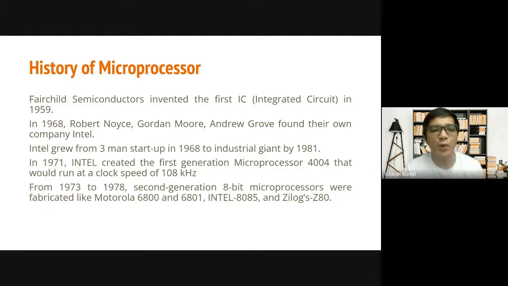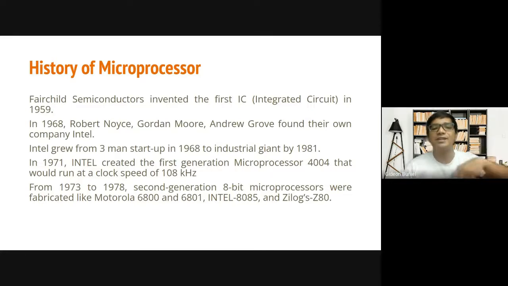In 1971, Intel created the first generation microprocessor, the 4004, that would run at clock speed of 108 kilohertz. Imagine, during those times, it only had 108 kilohertz. Now, for example, on my laptop, I have here 2.30 gigahertz. So imagine, kilohertz, then it underwent the megahertz and now the gigahertz. So that's the evolution of our microprocessors.